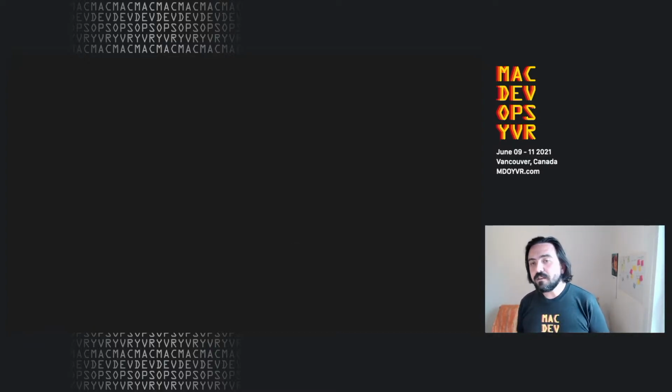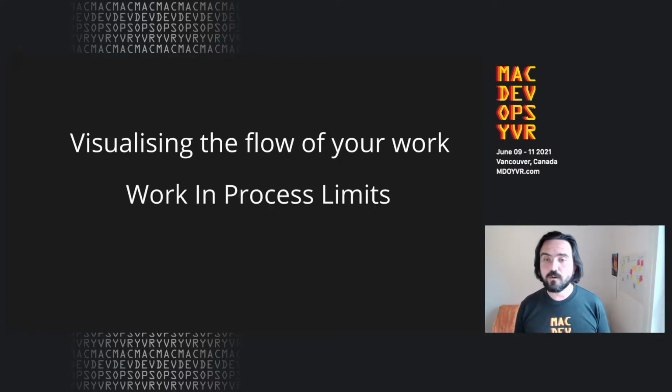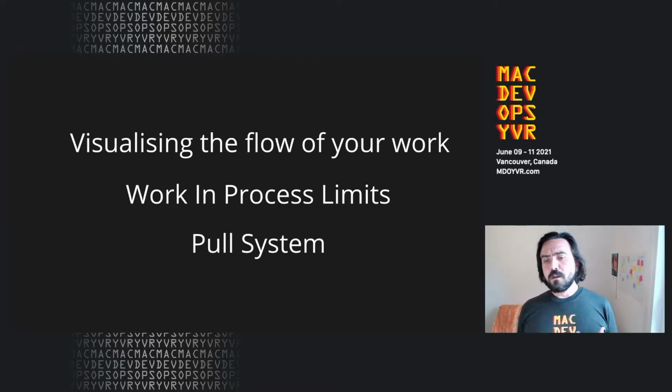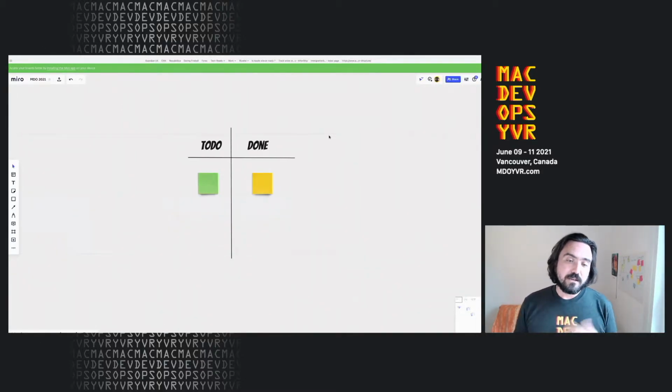So how does this actually work? We're going to look at how you can use it to visualize the flow of your work and optimize it through the use of work in process limits and the pull system. For the purpose of this talk and this specific section, I want to switch to an app called Miro, which is just a whiteboard collaboration app, which is very cool. And I think it just works a lot better to demonstrate this. So I've put together a few different examples of boards. So let's start from the basics, right?